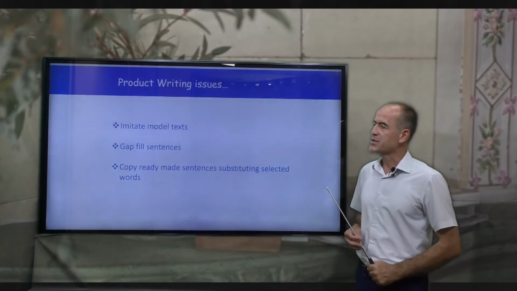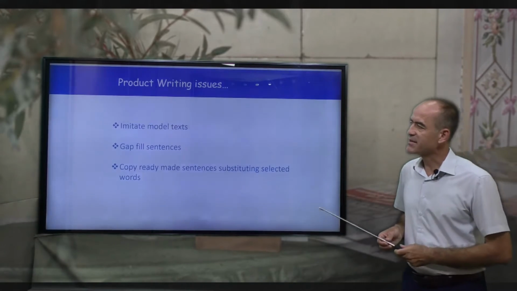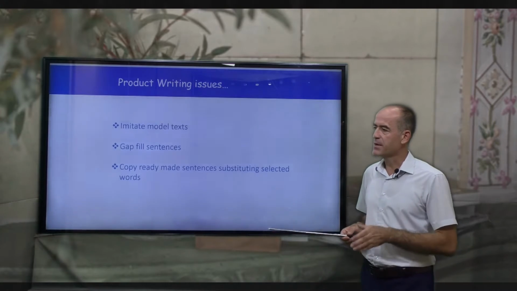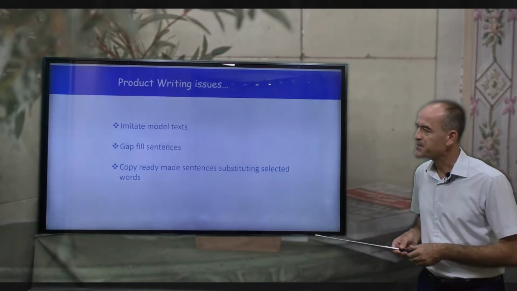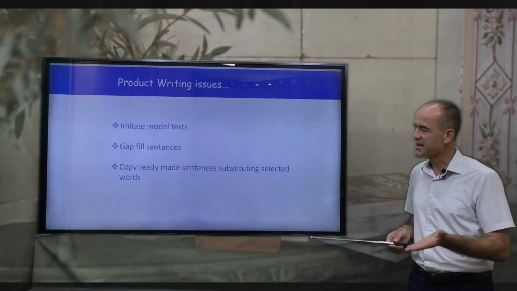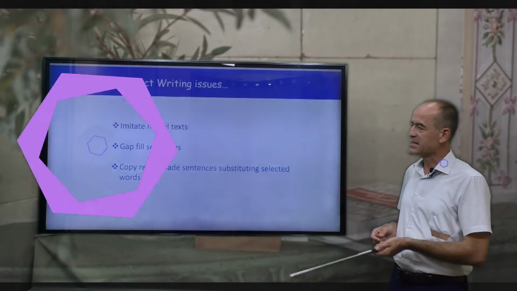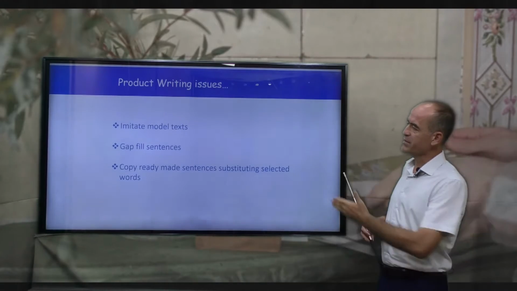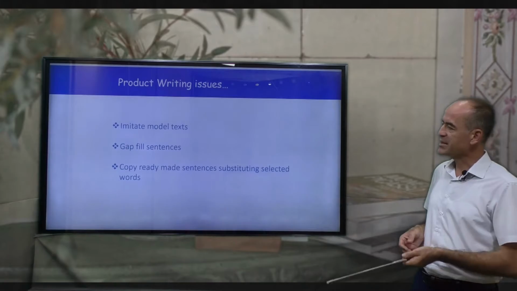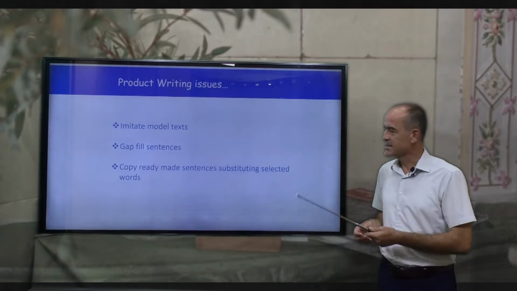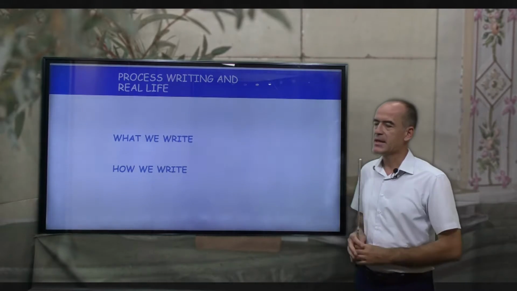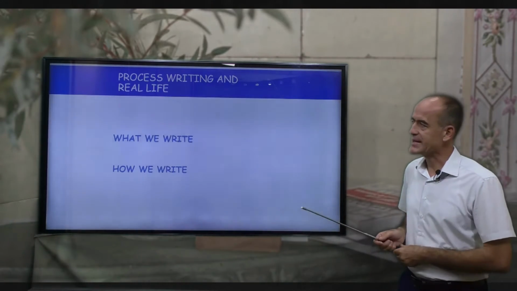And also, for writing, mostly students fill in the gaps in the sentences. They just take one piece of language structure or vocabulary, insert it in the sentence, and they think, and teachers also think, that this is a writing activity. This type of issue can come with the last type of writing activity, when students just copy ready-made sentences and substitute selected words.